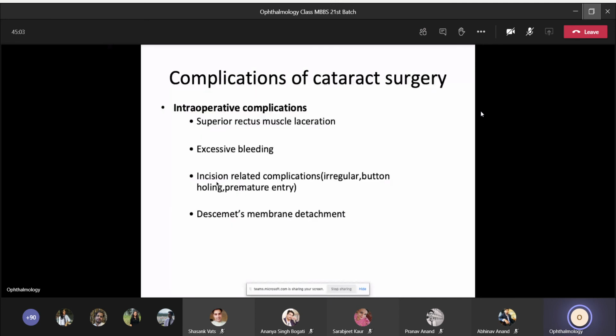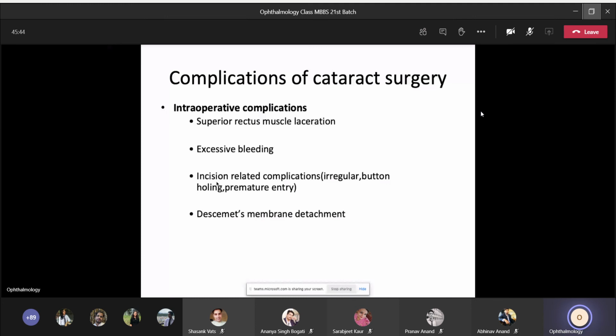Now we are discussing the complications of cataract surgery. We are going to discuss the intraoperative complications and the postoperative complications. So what complications might occur during the surgery? In the video I have not shown you, but in extracapsular cataract extraction, in the conventional technique, we have to give a large incision to have a better view. Sometimes we have to give a bridle suture in the superior rectus muscle so that the eye is positioned downward.